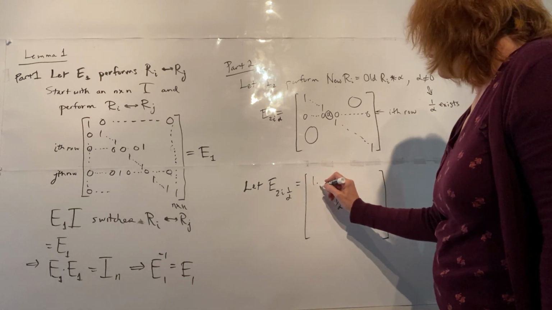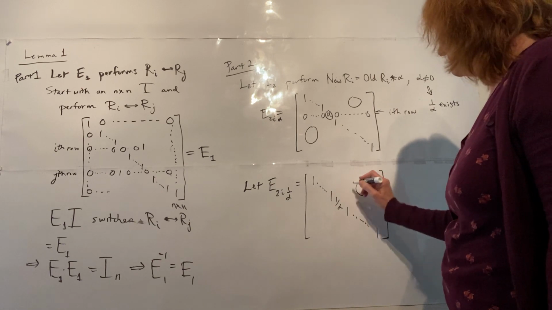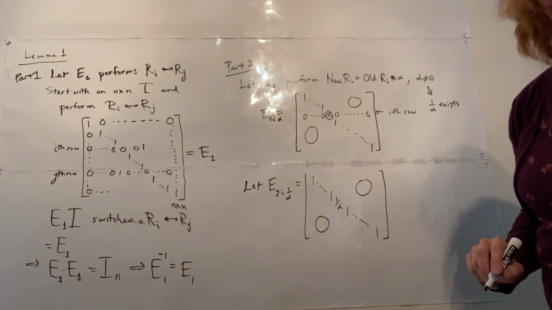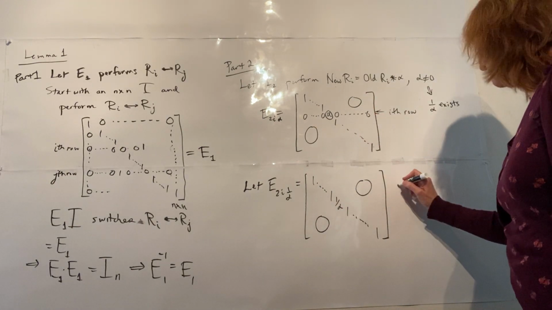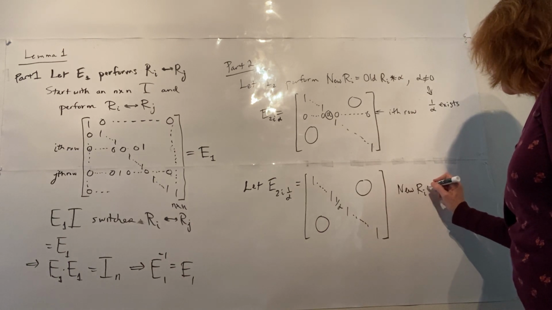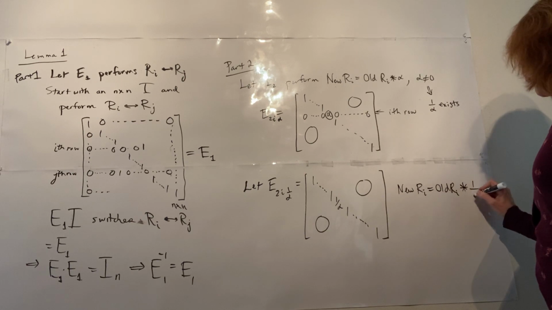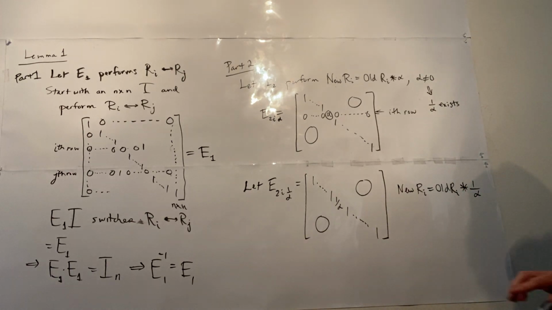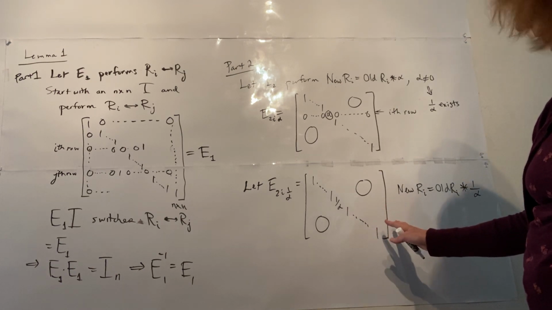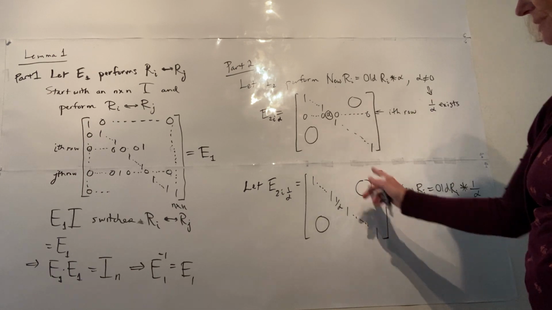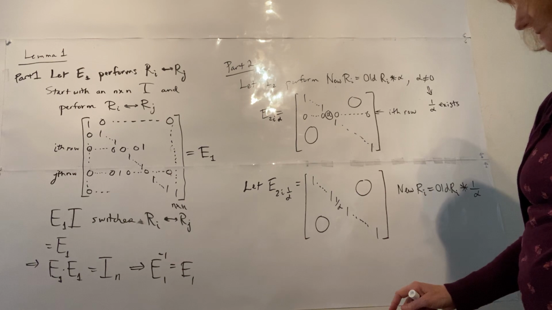So ones, ones, ones, ones, zeros elsewhere. Okay, how do we get that? By performing the operation new row I is equal to the old row I multiplied by 1 over alpha. Okay, multiplying any other square matrix of the same n by n dimension by this matrix will multiply its ith row by 1 over alpha, right?